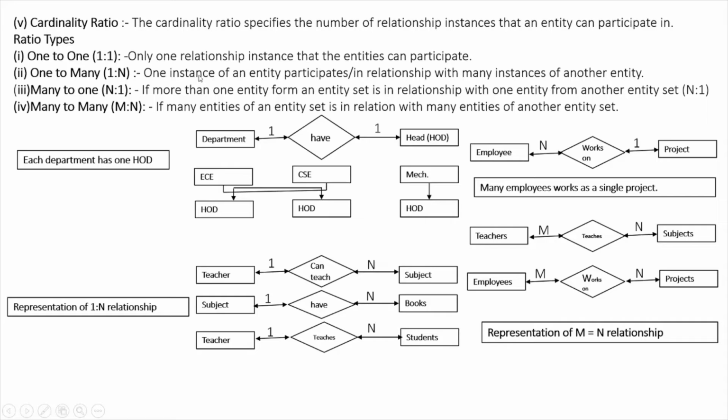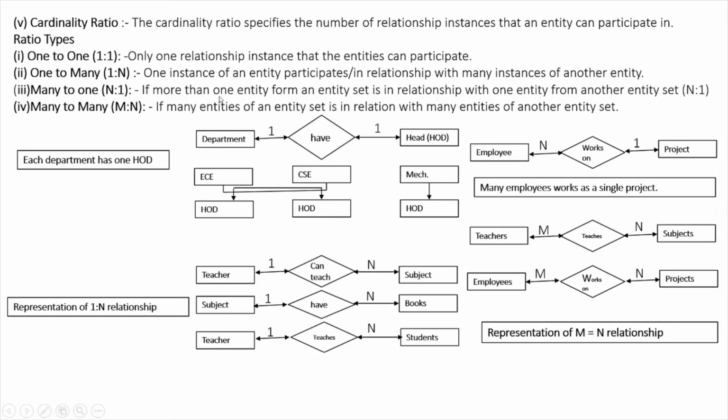One to many. One instance of an entity participates in a relationship with many instances of another entity. As you can see, a teacher can teach several subjects. There can be several books for a subject, and a teacher teaches many students. I hope you will understand.